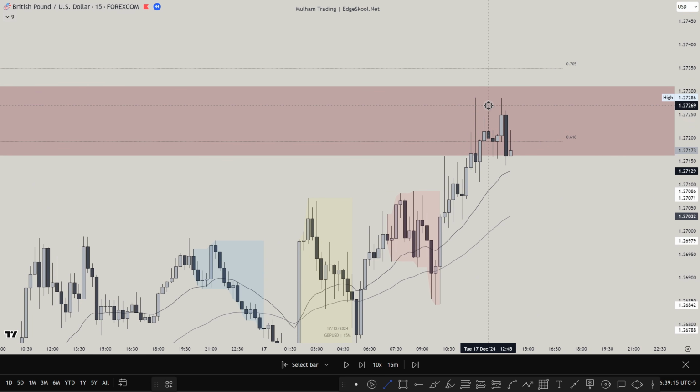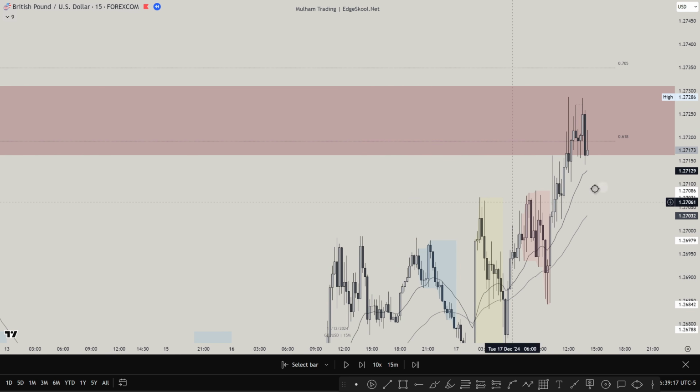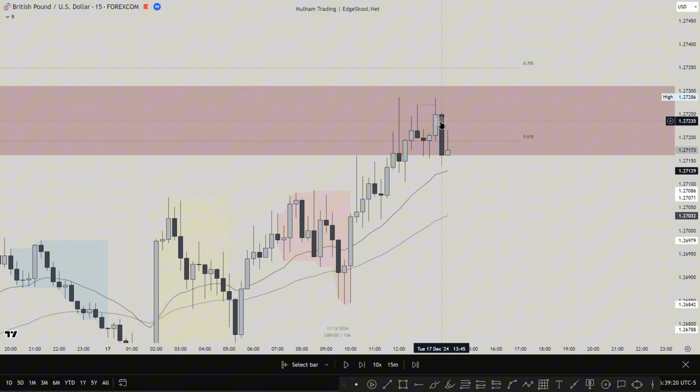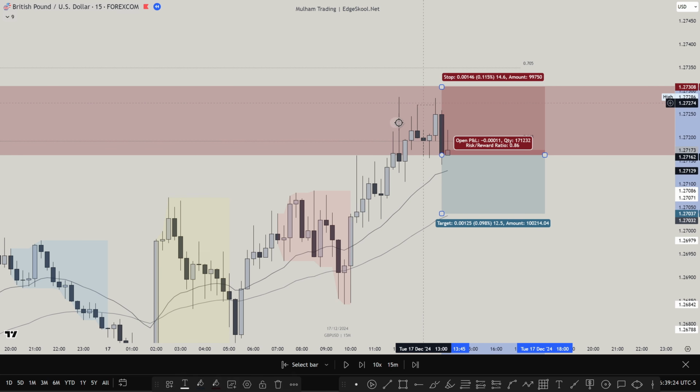So here, internal weakness, the same as the one that is on the higher time frame, internal weakness and a bearish candle, and this is an engulfing candle. So we could trade based on this. Stop loss goes above. Okay.